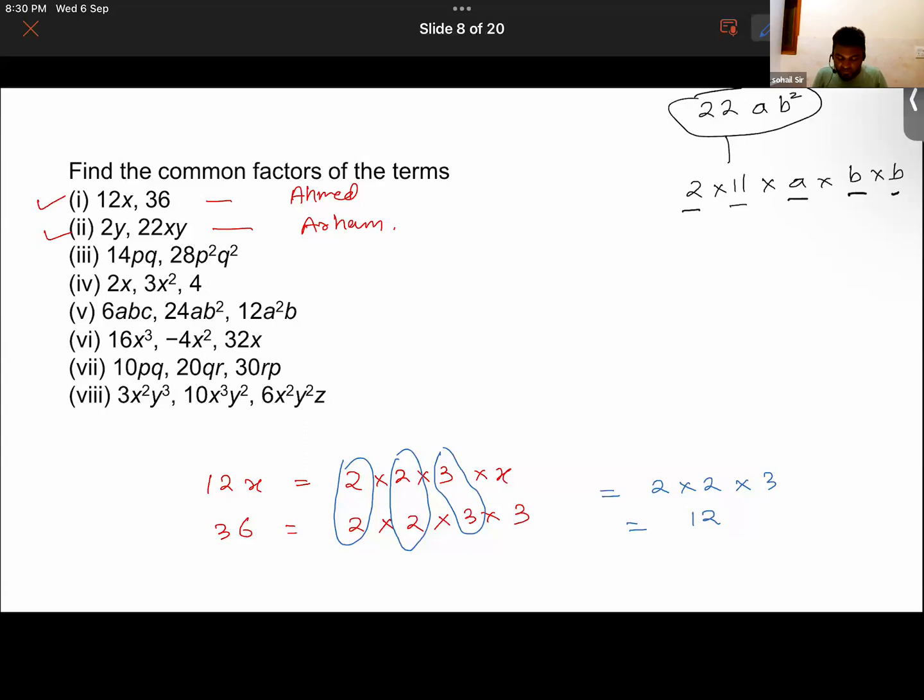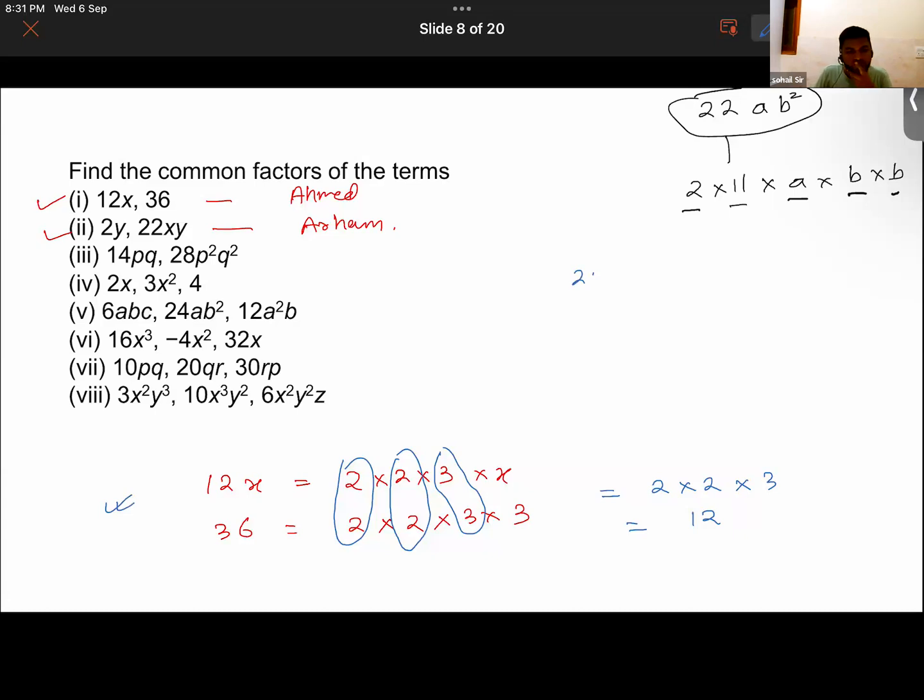Ahmed, Arham, did you get the solution of the first one or not? Sir, I didn't do this. I did the second one. Ahmed, what about you? Did you get the solution method? No, sir. I understood the method, but I didn't get the answer. Okay. If you understood the method, then you will be able to solve the next questions also. Arham, do tell me the answer.